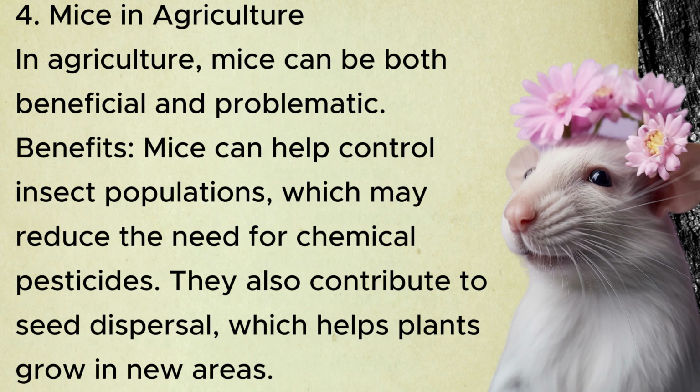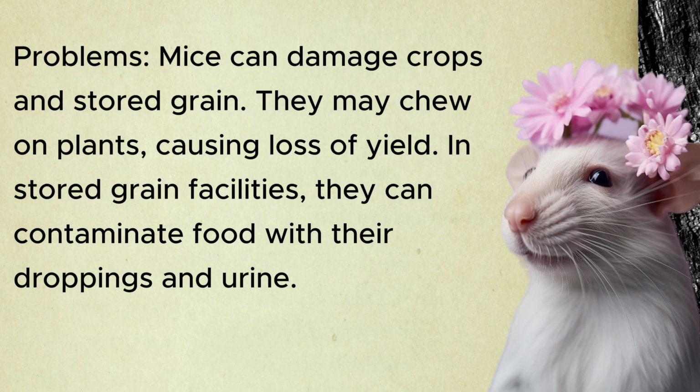Benefits: mice can help control insect populations, which may reduce the need for chemical pesticides. They also contribute to seed dispersal, which helps plants grow in new areas. Problems: mice can damage crops and stored grain. They may chew on plants, causing loss of yield. In stored grain facilities, they can contaminate food with their droppings and urine.